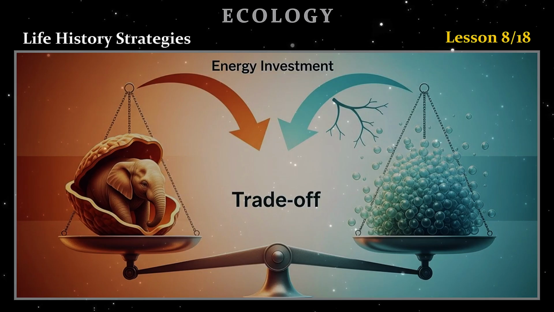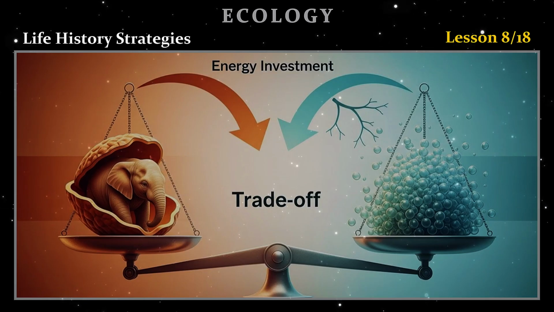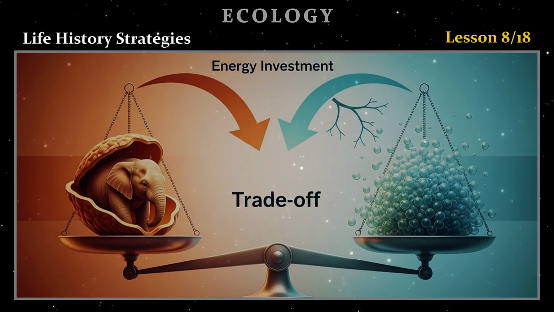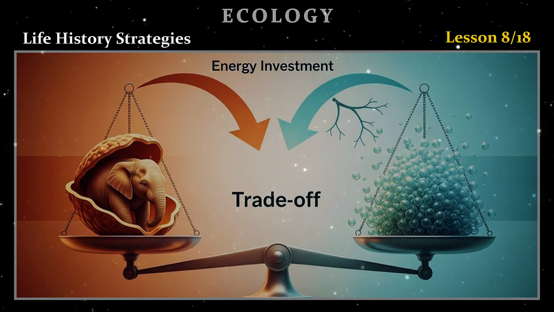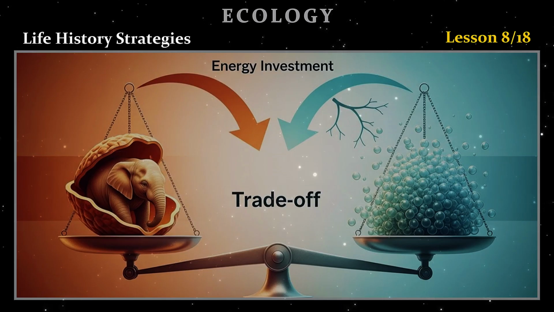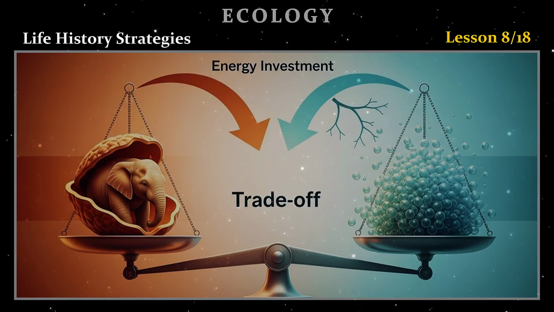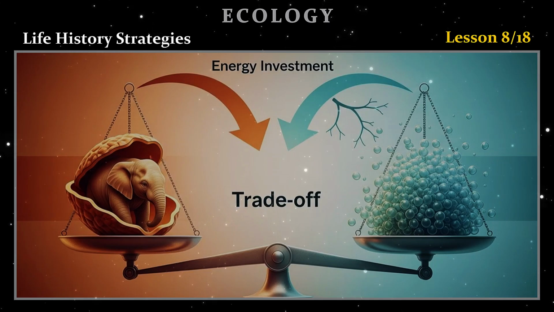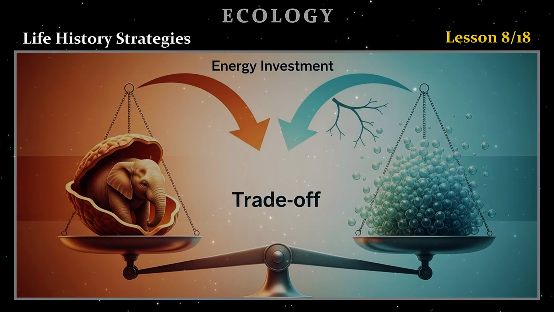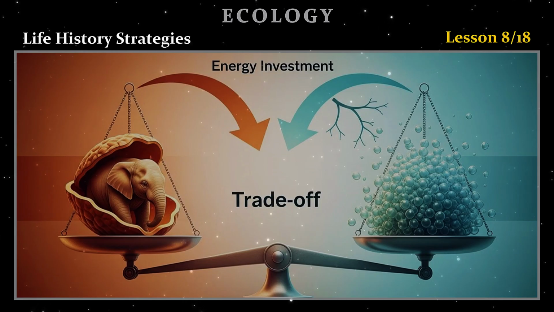Crucially, they invest massive amounts of energy in parental care. A mother gorilla will carry her infant for months, nurse it for years, and protect it with her life. She produces very few babies, but because of her investment, almost all of them survive to adulthood. This strategy is built on efficiency and stability. It is designed for crowded, competitive environments where resources are tight and only the strongest, best prepared individuals can win a spot.